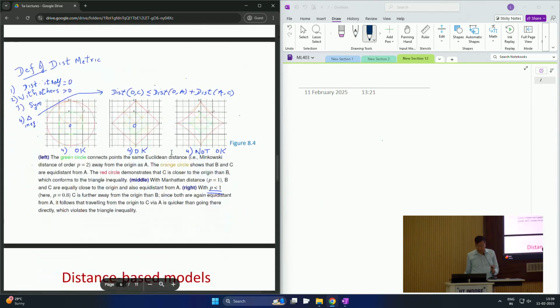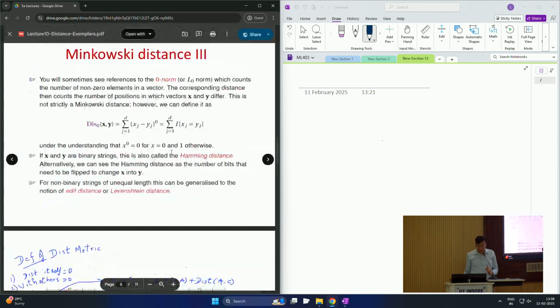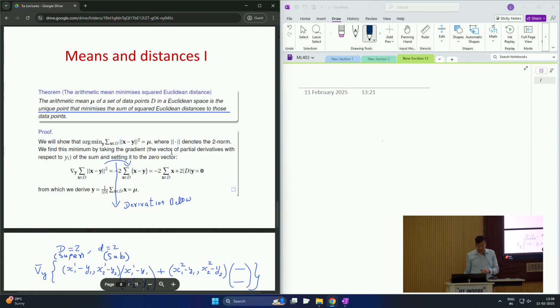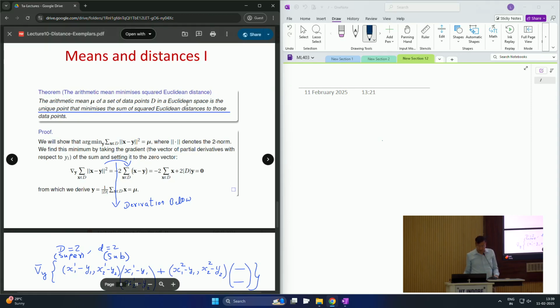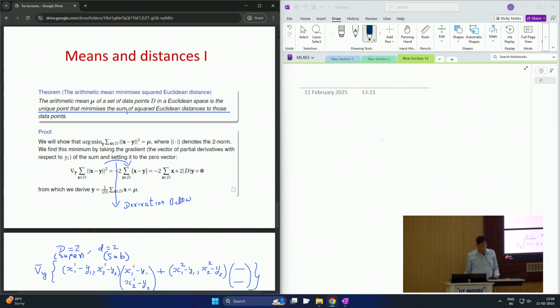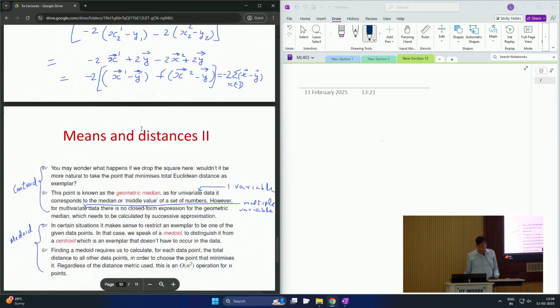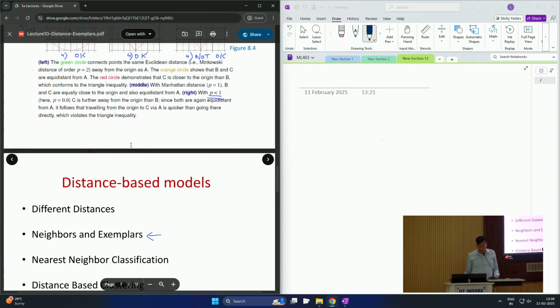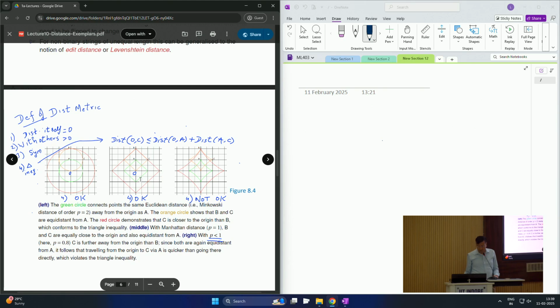And then we were at this slide where you guys were getting a little confused, so we'll go over that. Then we worked out a theorem to find an exemplar, which says if you're finding the sum of squared distances from a point, then that point will be the arithmetic mean. We proved that. And then we had to start the centroid and medoid. So before I start that, we'll go over this slide again.